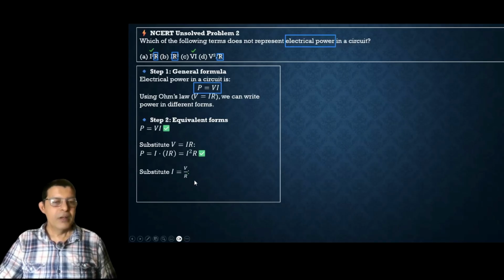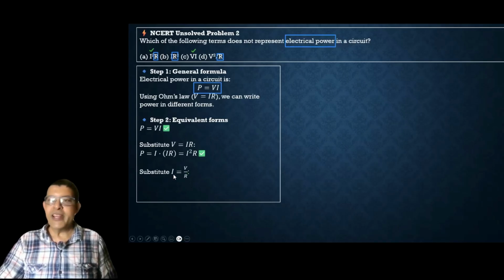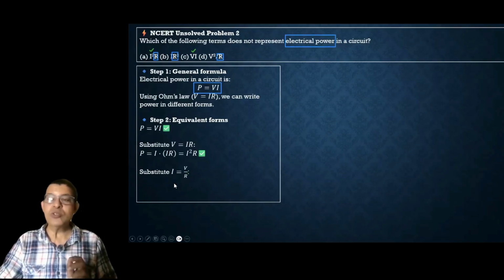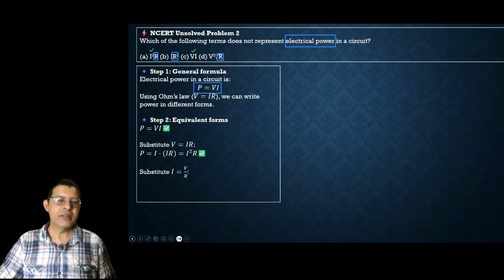Okay. Now if you rearrange the equation for Ohm's law, V is equal to IR, we can also write it as I is equal to V upon R. This is what is written here, right? I is equal to V upon R. So now what do we do? We put this I in the original equation for power, that is VI. So we will get V square by R. We got now V square by R. And V square by R is also the right option.